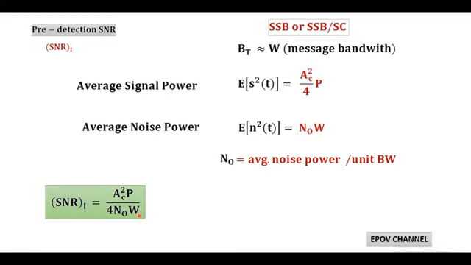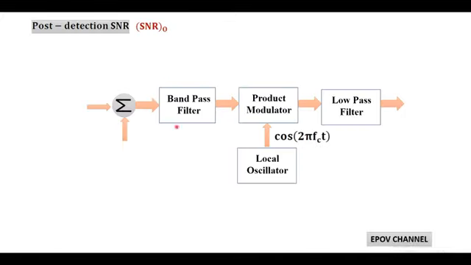From here we can write input signal to noise ratio equals Ac² P upon 4 N0 W. Next, for post-detection SNR, we consider a receiver model which contains a bandpass filter, a product modulator including local oscillator, and then a low-pass filter. Input is the received SSB wave denoted by s(t), and while transmitting through a channel there is an introduction of additive white Gaussian noise denoted by w(t). So the input is s(t) plus w(t).